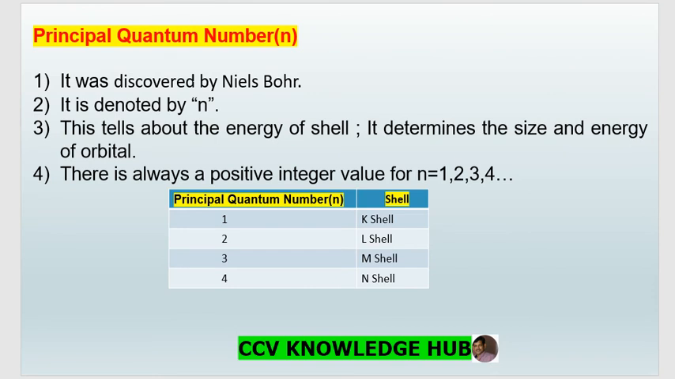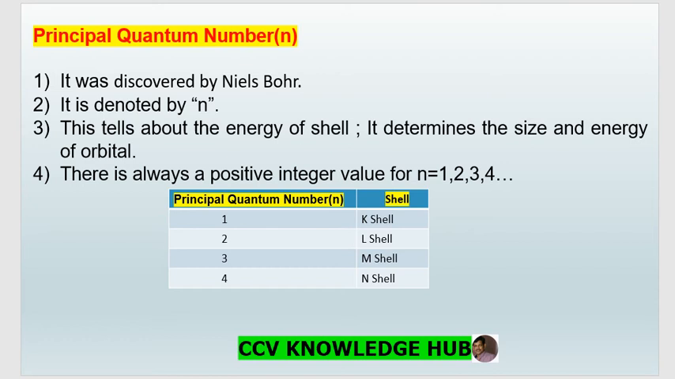Very first one, in this I am giving very important points, the minimum points you have to remember in your board exam or NEET exam, whatever it is. Principal quantum number: the very first point is it was discovered by Niels Bohr. The second point is it is denoted by small n, not capital N. Always it is denoted by small n. What exactly does it tell about? The energy of the shell, and also we can find size and energy of the orbitals.